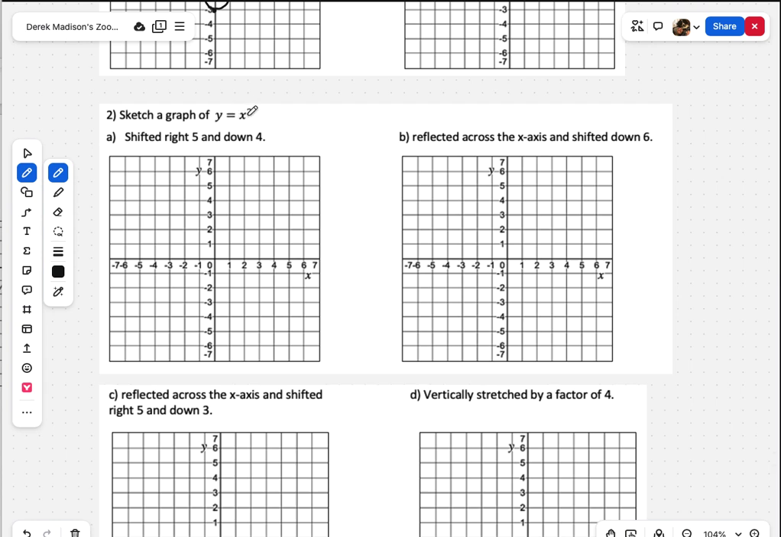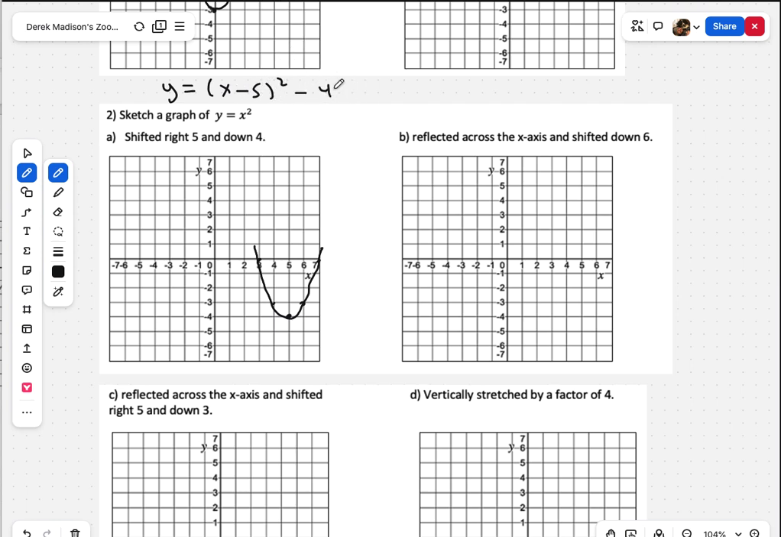Sketch the graph of y equals x squared shifted right 5 and down 4. So right 5 would be right there, and down 4 would be right there. And then we go over 1 and up 1 on both sides. Again, over 1 up 3 if we cared. And there's our graph. For this one, I'm just going to write out what that would look like. y equals (x minus 5) squared minus 4.